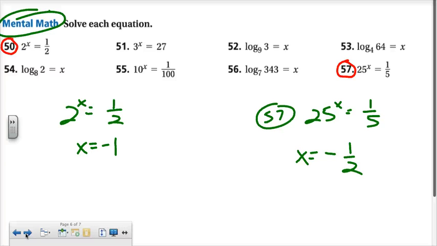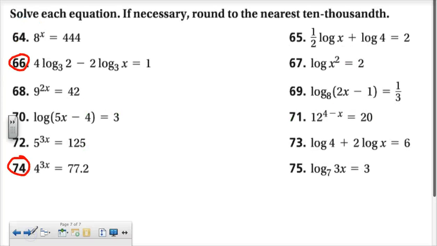So all of these problems here, 50 to 57, are meant to be mental math where you can reason your way through them. Watch for the fractions. You know, if you see those reciprocals, that you have a negative as part of your power, and then just think, what do you do to the number to get the number that is in the problem itself?